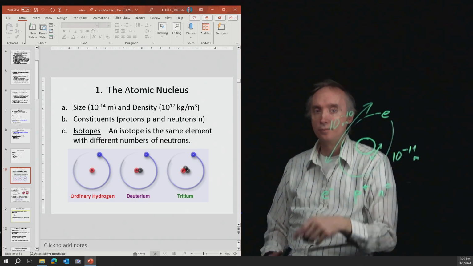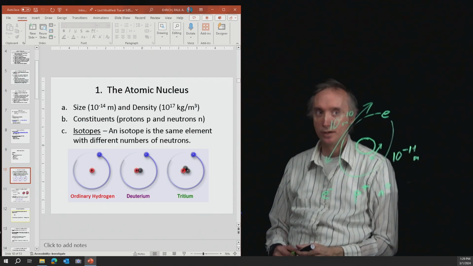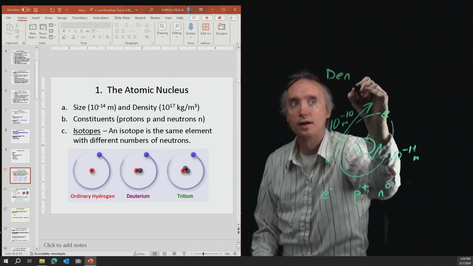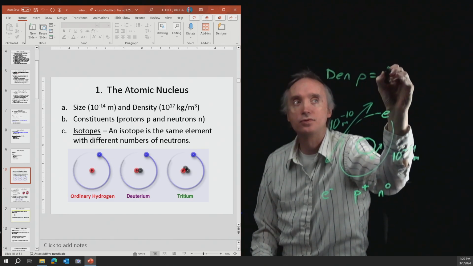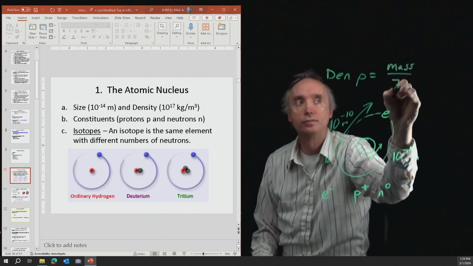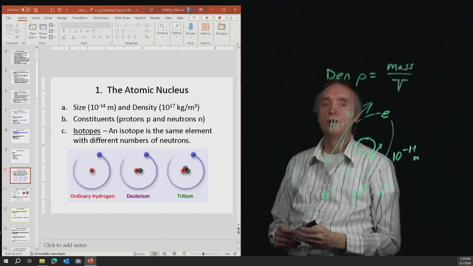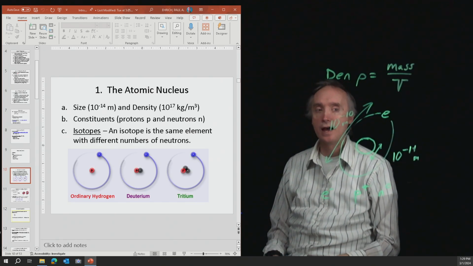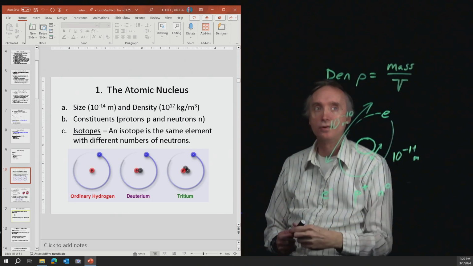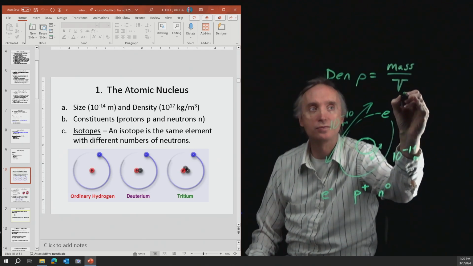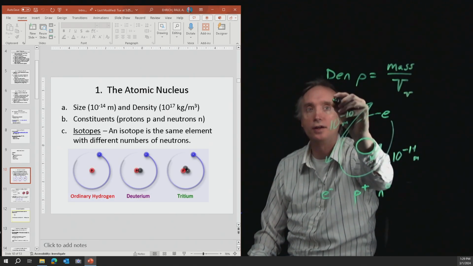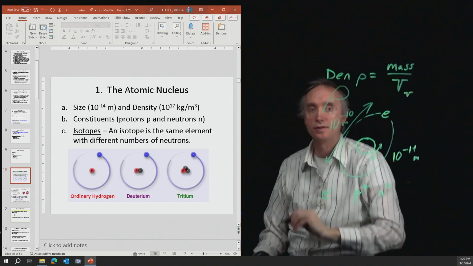So now let's go up and talk about what density means. So density is given by the letter rho, and it's equal to mass divided by volume. And we now know that the atom's nucleus is very, very small. So if you have a very small volume, then what comes out is a very large density.